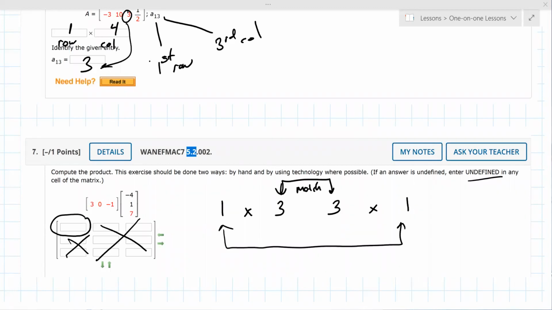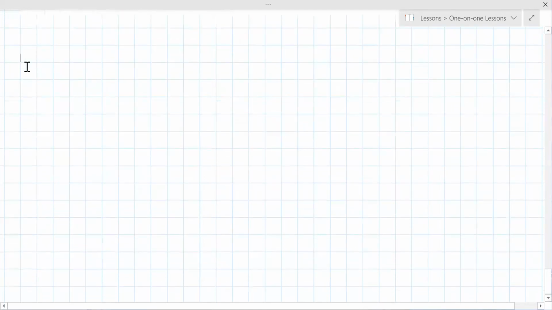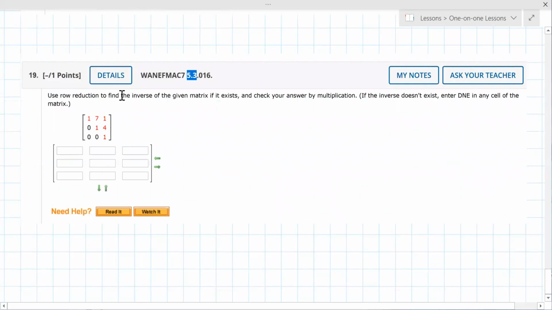So 5.3. Okay. 5.3 is inverses. There's only 2 questions, so we'll just do 19 here because the other one just asks if it's an inverse or not. So we need to be able to find the inverse. The best way to find the inverse is to enter this matrix into your calculator, and then use the inverse A, or I don't know if maybe it's A to the -1.